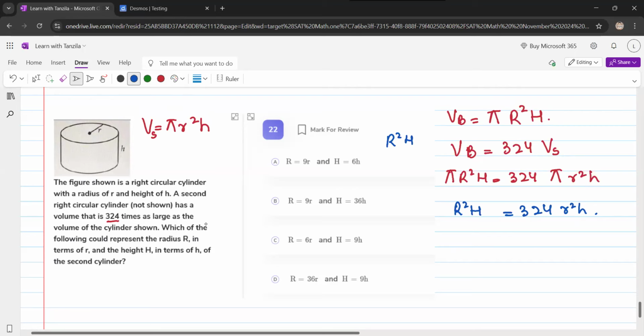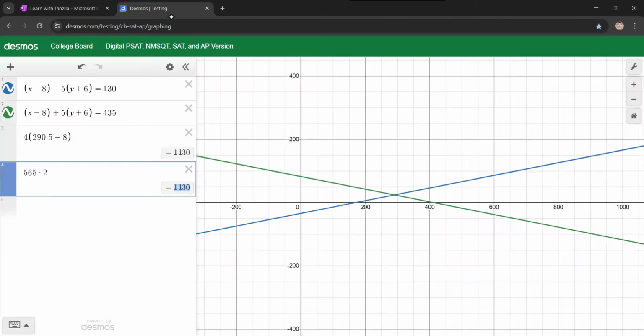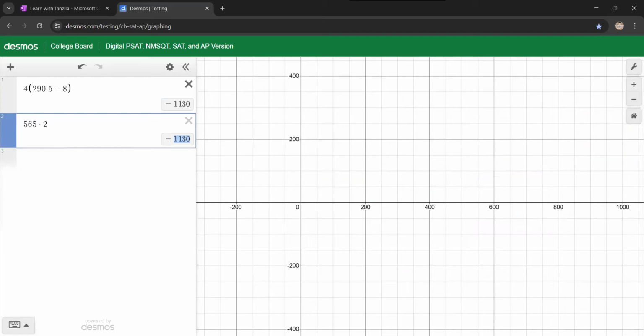Now, see, you have 9 square times 6 r square h. This would be again 9 square times 36 r square h. This would be 6 square times 9 r square h, and this will be 36 square times 9 r square h. Now which one could give you 324? 9 square is 81. 81 times 6? I don't think so. Or maybe check, just check. Not a lot of things to check as well.